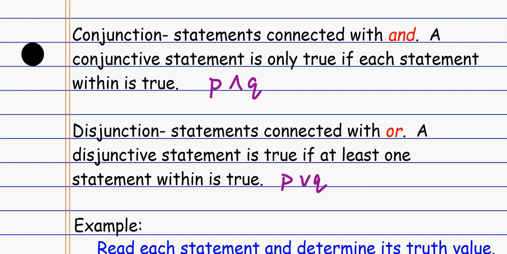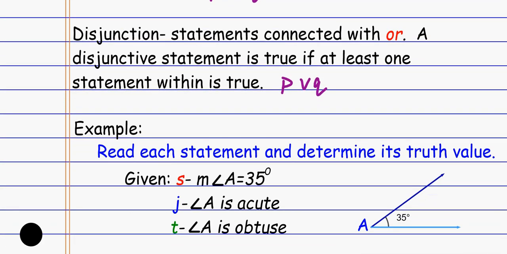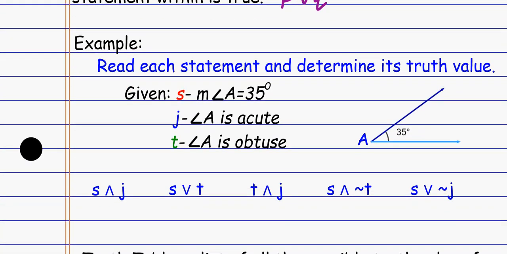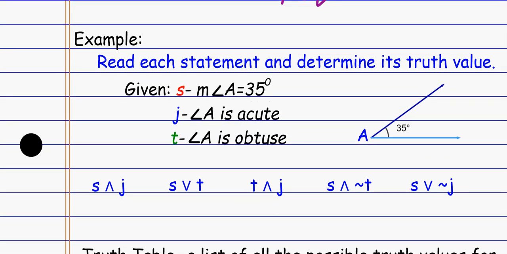And what we're going to get into here are these things called logic statements, and we're going to define them as being true or false in certain situations. For example, let's look at the truth value of this. Here I have three statements. S is that the measure of angle A is 35 degrees, and I can look at the picture and check that. J is that angle A is acute, and T is that angle A is obtuse. The first thing you want to do is start thinking about the truth value of each of these statements.